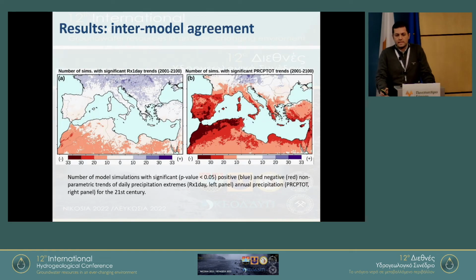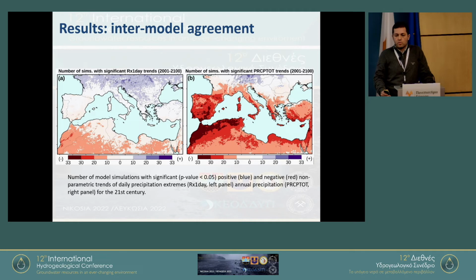So let's move to some of the results. Here is the intermodel agreement on the left for extreme daily precipitation. So this is the agreement of 21st century trends, and we see a very distinct north-south gradient in this analysis. For the northern part of the Mediterranean, we expect the models tend to agree on significant positive trends. There is an absence of trends in mid-latitudes over the Mediterranean. On the other hand, we see some significant trends of extreme precipitation in the southern part of the Mediterranean and mainly some Northern Africa territories.